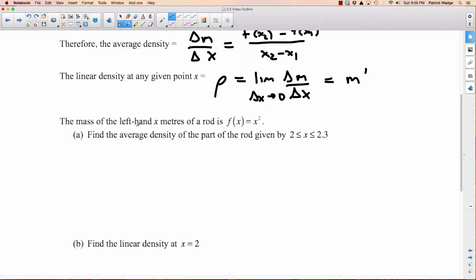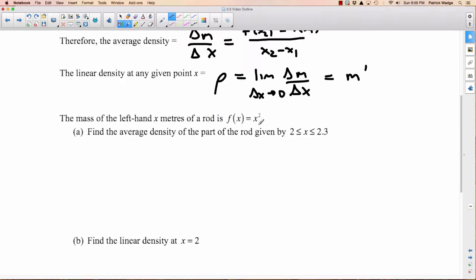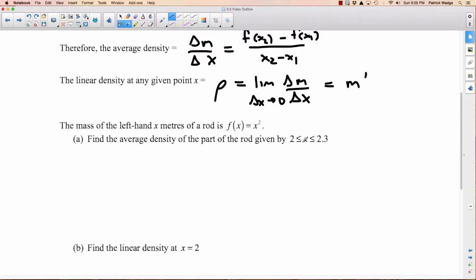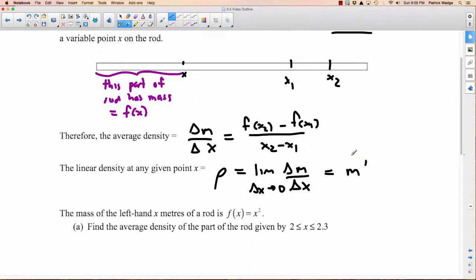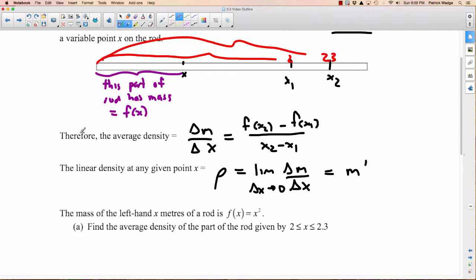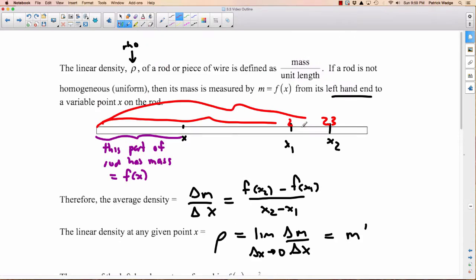So first of all, the mass of the left-hand x meters of a rod is f of x equals x squared. So this is the actual function for this rod. Find the average density of the part of the rod given by 2 is less than or equal to x is less than or equal to 2.3. So it's kind of like if this point right here was 2 meters from the end point, and this one's 2.3 meters from there. I know it's real messy, but just to give you an idea. And we want to know the average density of this bit in here.